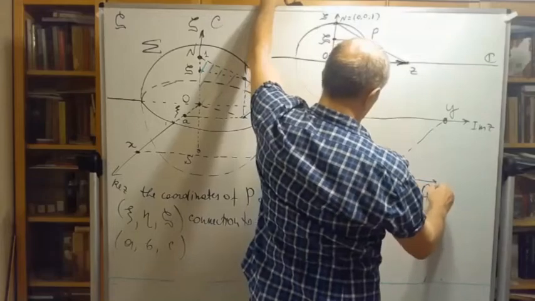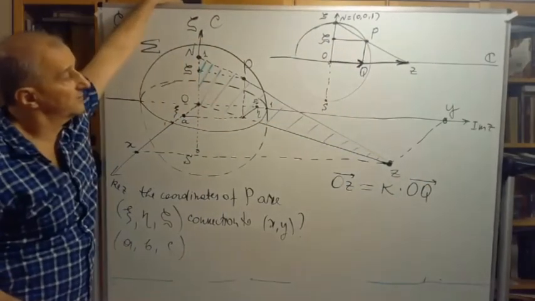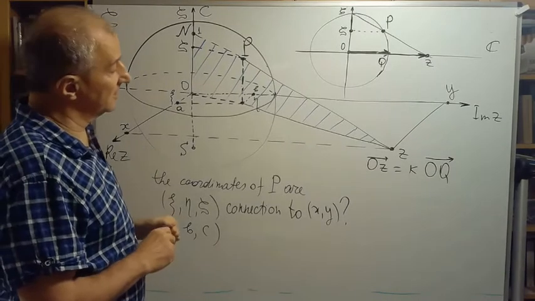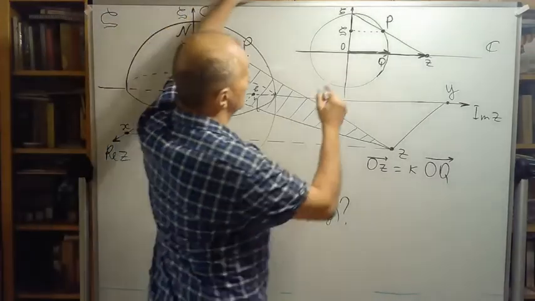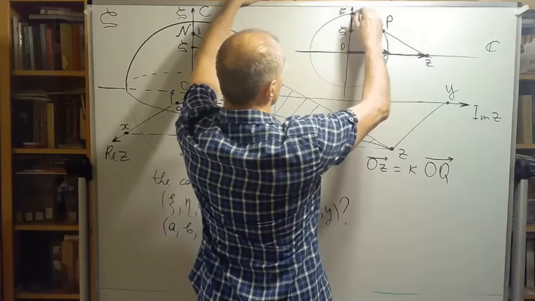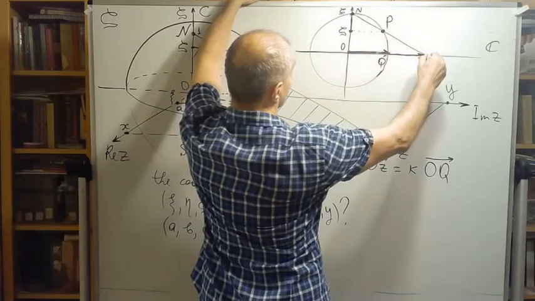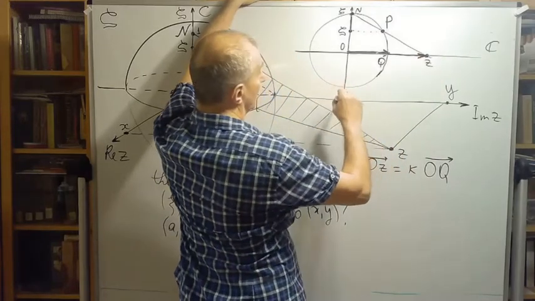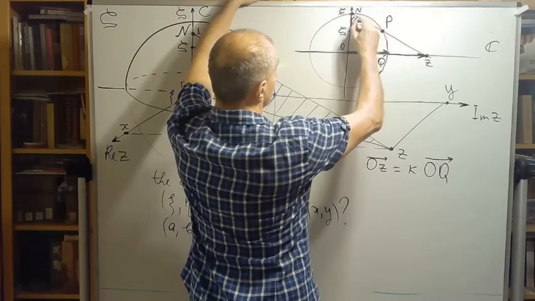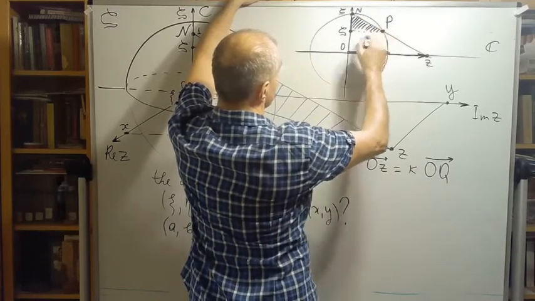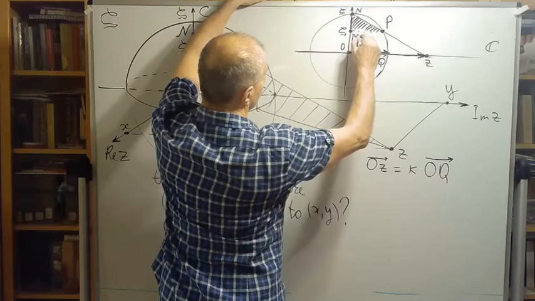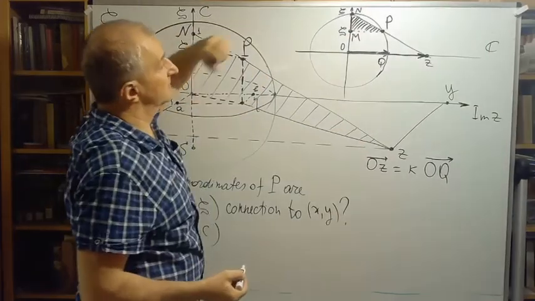What is this coefficient? The coefficient k is the coefficient of similarity of the two triangles. This triangle O N, this point is N, right? O N Z, and this triangle zeta N P. You know, instead of denoting this point zeta, because zeta is actually the coordinate, the vertical coordinate, I will put here some letter M. This will be point M with the vertical coordinate zeta.